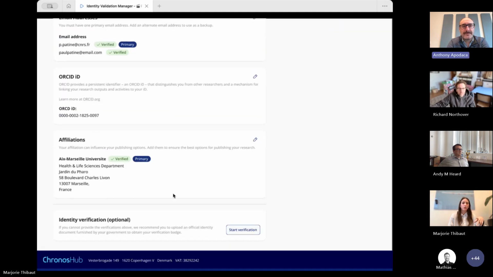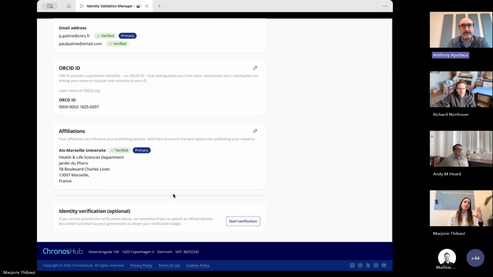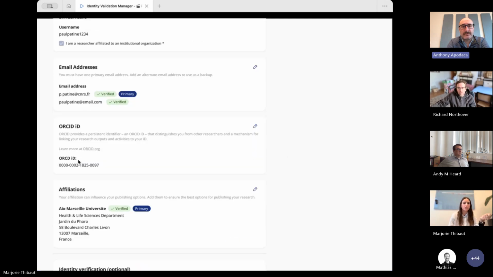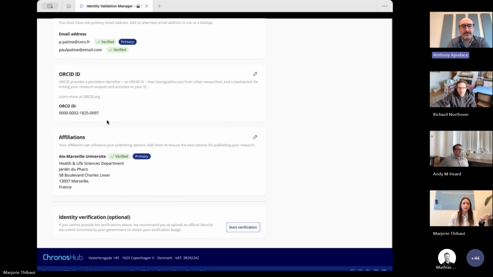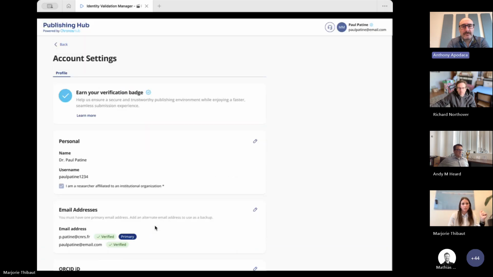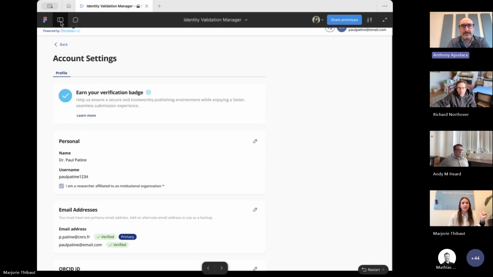Last thing also, we want to make sure that everyone can access if they can. So if they cannot verify their affiliation or add an email address that is valid, we are thinking about maybe it would be interesting to integrate a tool to allow them to upload an official identity document. So that's it for the prototype.